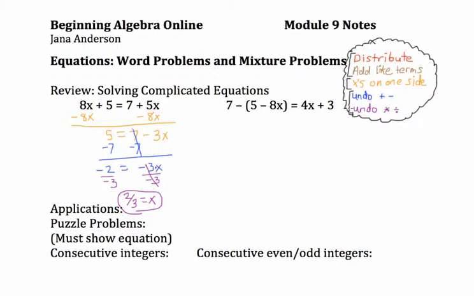Next problem. First, look at both of your expressions on either side of the equal sign. Is there any simplifying to be done? Yes, right here I have a negative outside of a parenthesis. It's like distributing a negative 1 times each of these two things. Negative 1 times 5 is negative 5. Negative 1 times negative 8x is positive 8x. Notice I didn't distribute the 7.